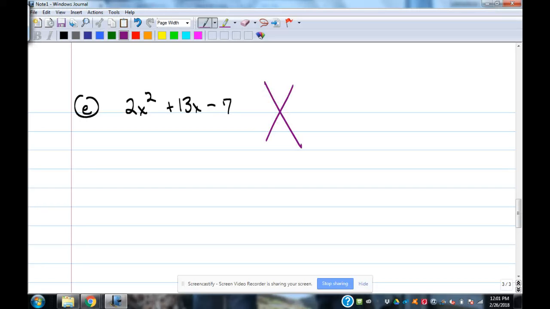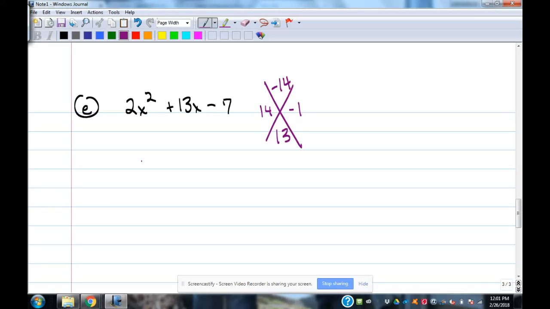What goes on the top of there? Negative 14. 2 times negative 7 is negative 14. That goes on the top of the x. What goes in the bottom of the x? Is it negative? It's positive. It's got a plus sign in front of it, so it's a positive 13. So we need something that multiplies to be a negative 14 and adds to be a positive 13. 14 times negative 1 is negative 14. 14 plus negative 1 is 13.